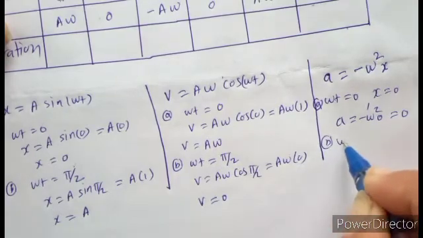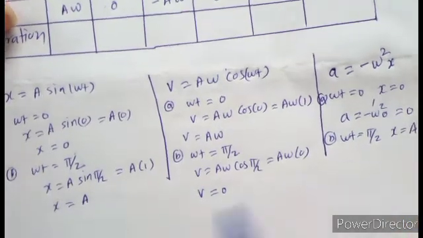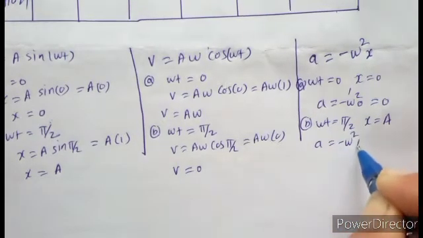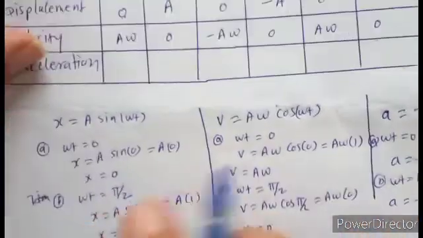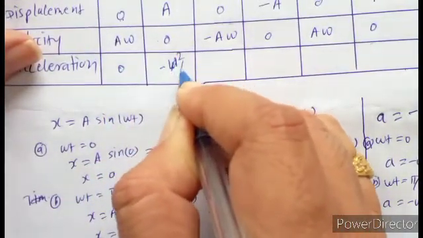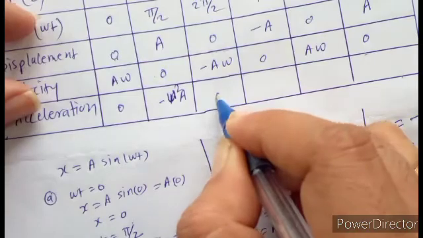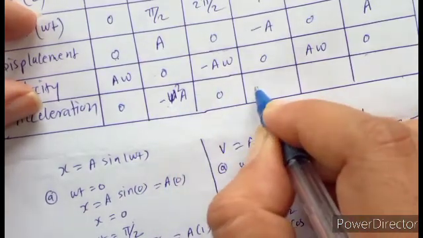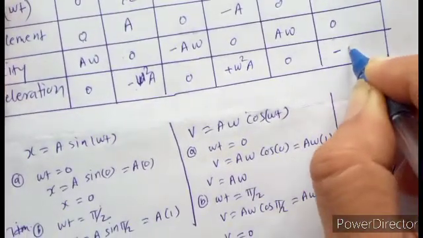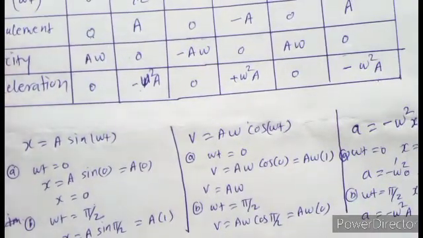For omega t is equal to pi by 2, x is equal to A, as we have just calculated. Substituting, A is equal to minus omega square into A. Write these two values in the table, that is 0 and minus omega square A. Then 0, here it is negative, so write positive omega square A, then 0, again negative omega square A. Now we draw the graph.